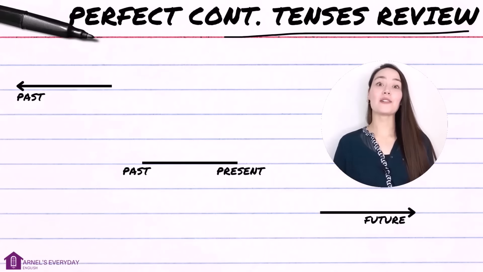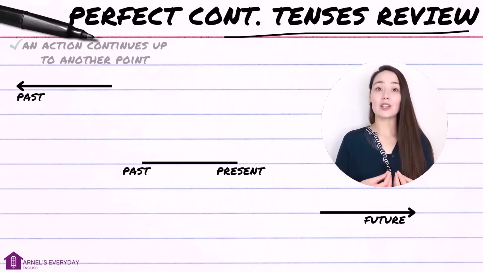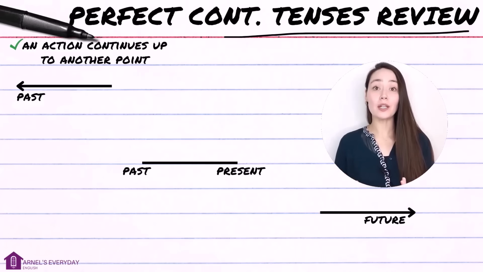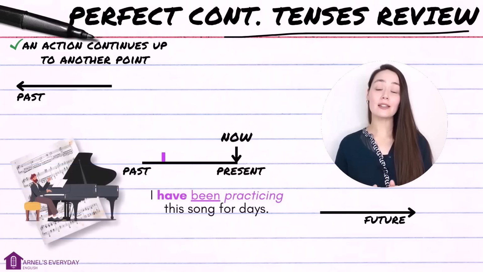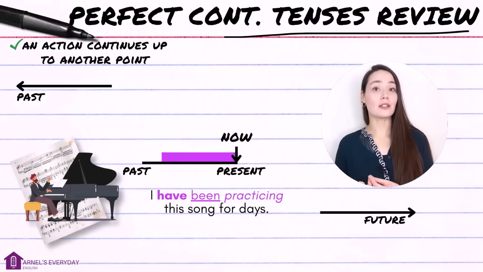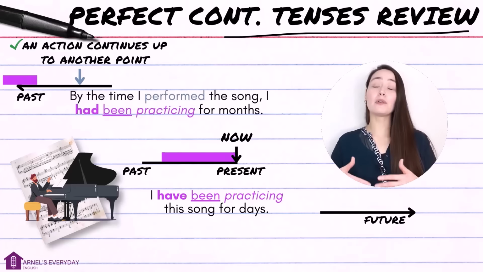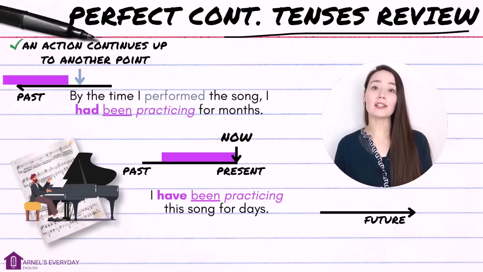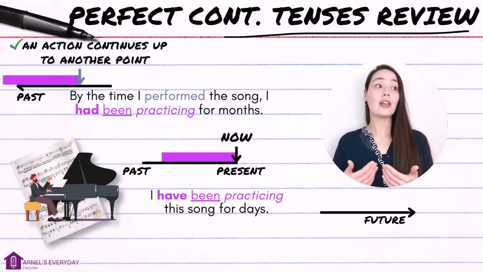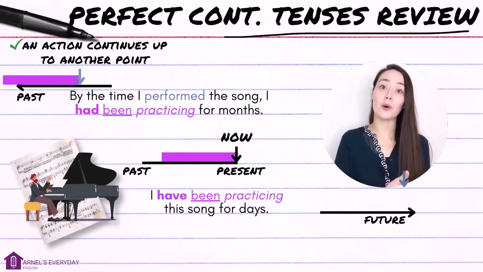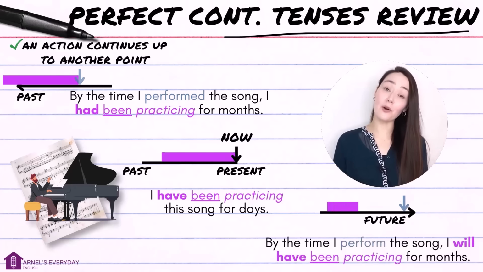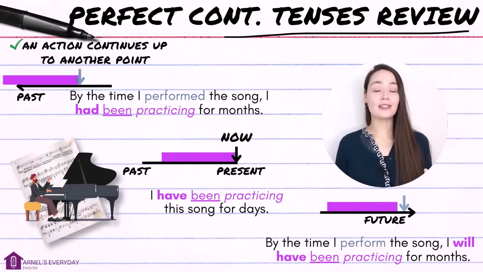Perfect continuous review. The perfect continuous actions continue up to another point. Present perfect continuous, up to now. I have been practicing this song for days. The past perfect continuous, an action continues up to another past point. By the time I performed the song, I had been practicing for months. Future perfect continuous, the action continues up to another future point. By the time I perform the song, I will have been practicing for months.